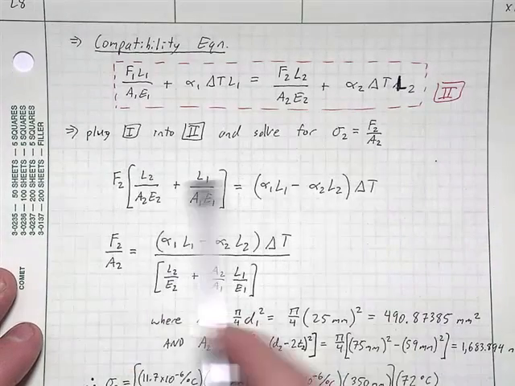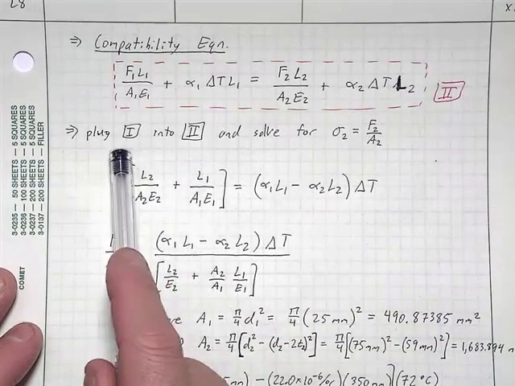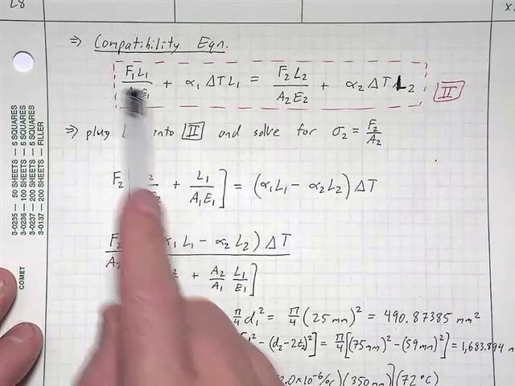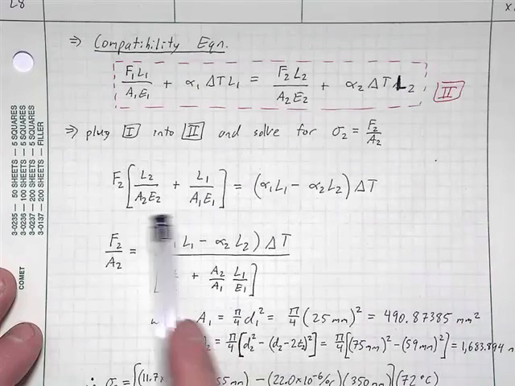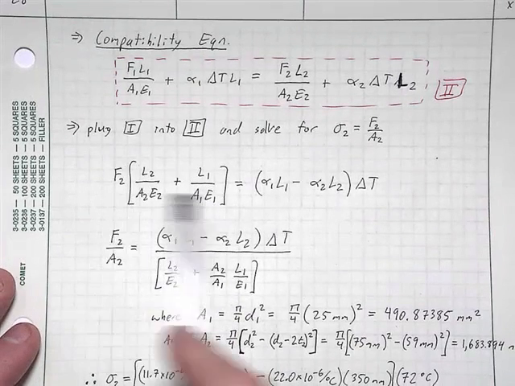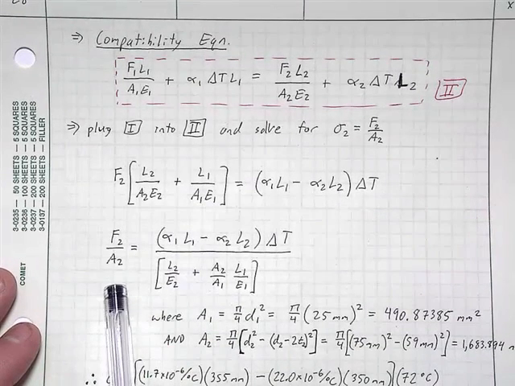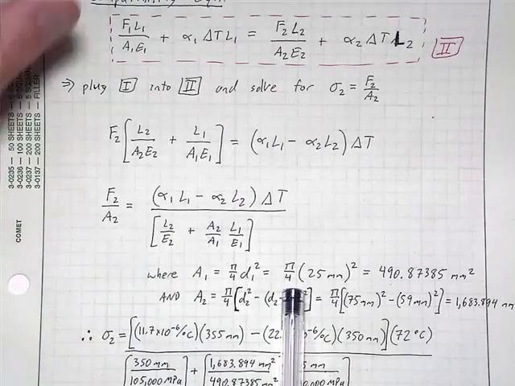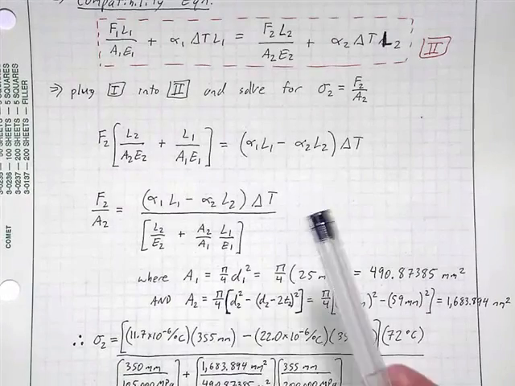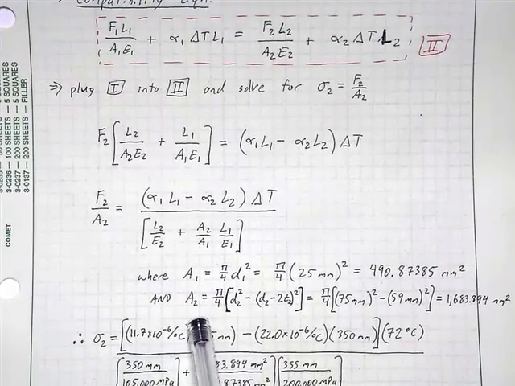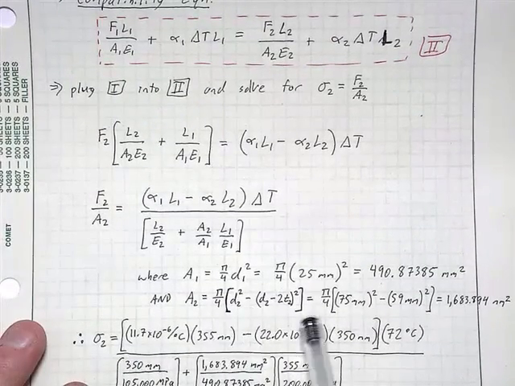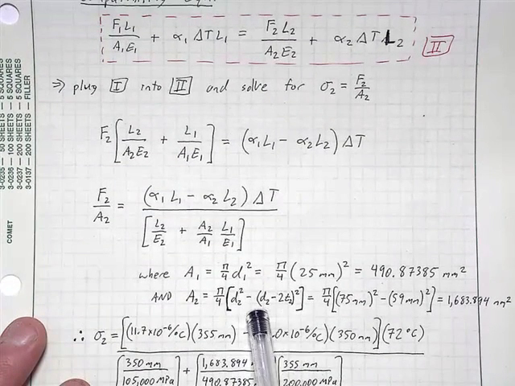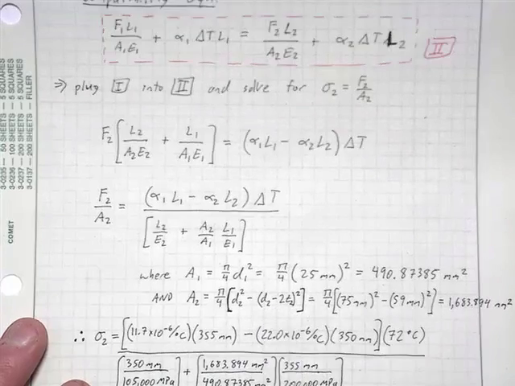So let me just run through it again really quick. We plugged the simple result from equilibrium into the more complicated compatibility equation, got an expression for just F2, and solved for F2 over A2 to get the normal stress in 2. Okay, here's where I was talking about the areas. The area for the bolt is the standard pi over 4 d squared, but the area for the sleeve is going to be this expression where we were given the outer diameter and the wall thickness. So the inner diameter is just the outer diameter minus 2 wall thicknesses.